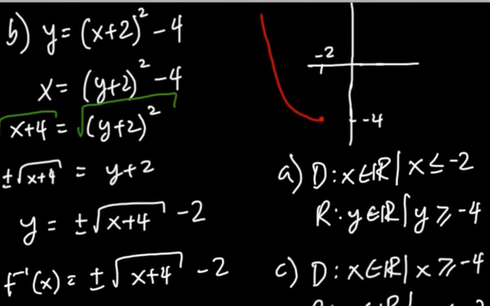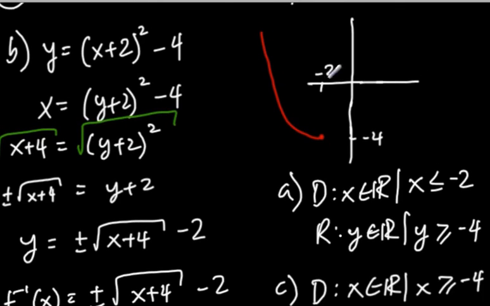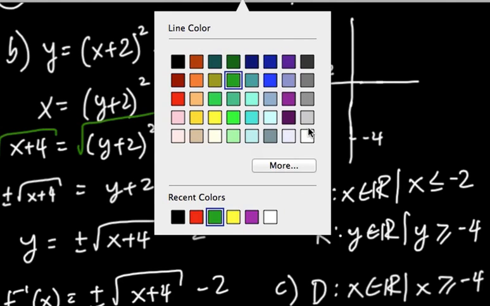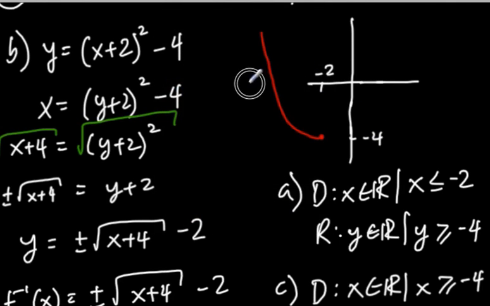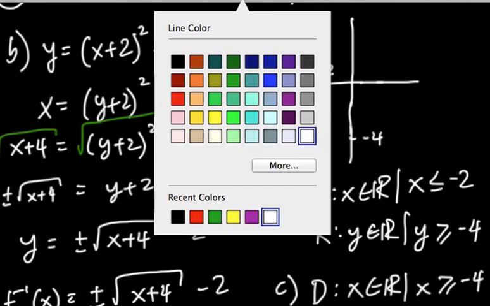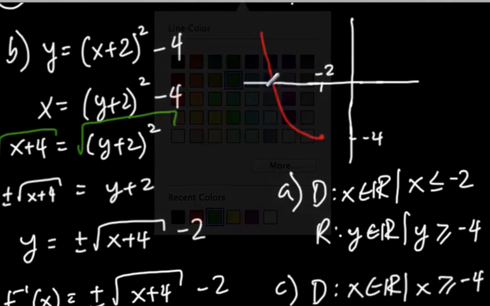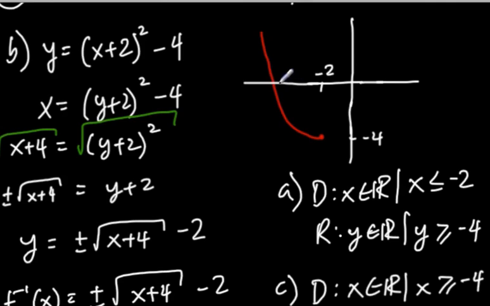So really what it means is the x and y switch. For example, this point right here, which is -2, -4, would become -4 on the x and -2 on the y. I just need to extend this a little bit. So it would be something like this: -4 on the x and -2 on the y.